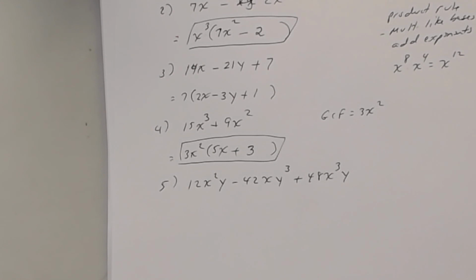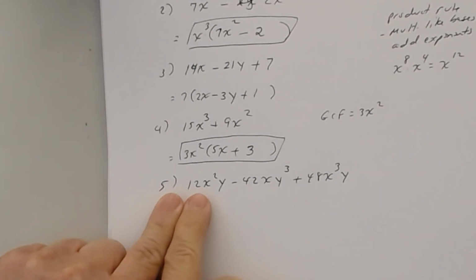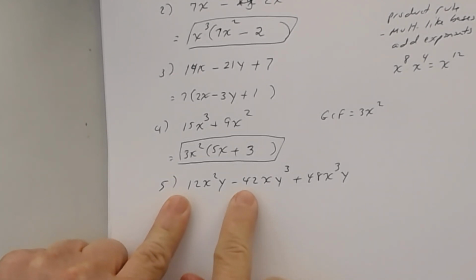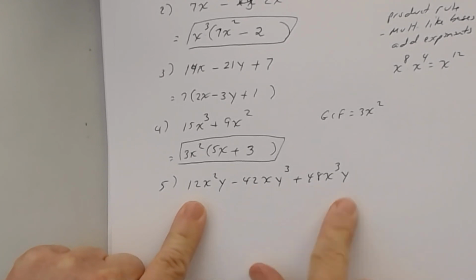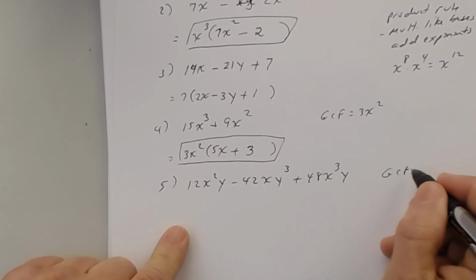Start with the coefficients first. You have 12. Don't worry about the negative, although this is a negative 42. Just look at 42. 12, 42, and 48. What do you think the GCF is? 6. And you can always check yourself. 6 times 2 is 12, right? 6 times what is 42? 7. 6 times what is 48? 8. And so the 2, the 7, and the 8 have nothing in common besides 1, right? So it is 6. GCF is 6 so far.